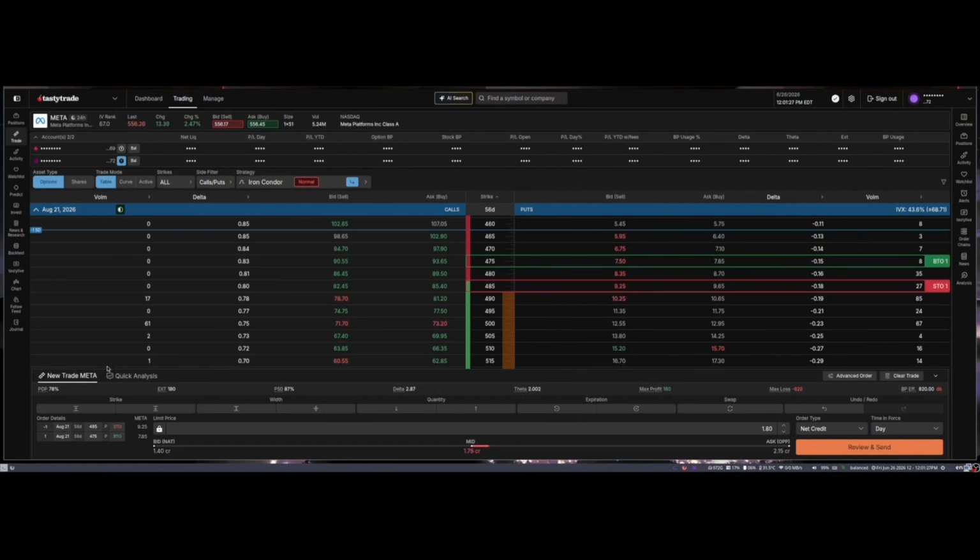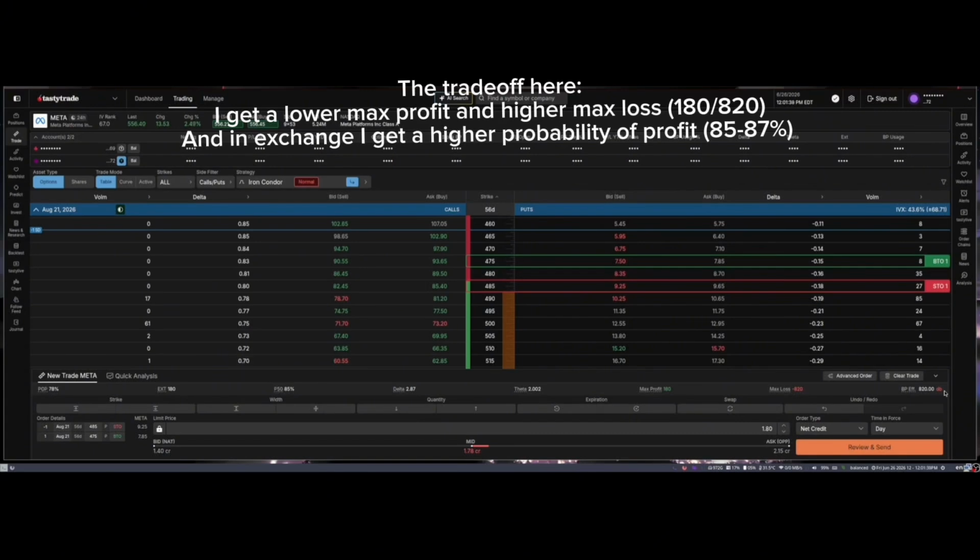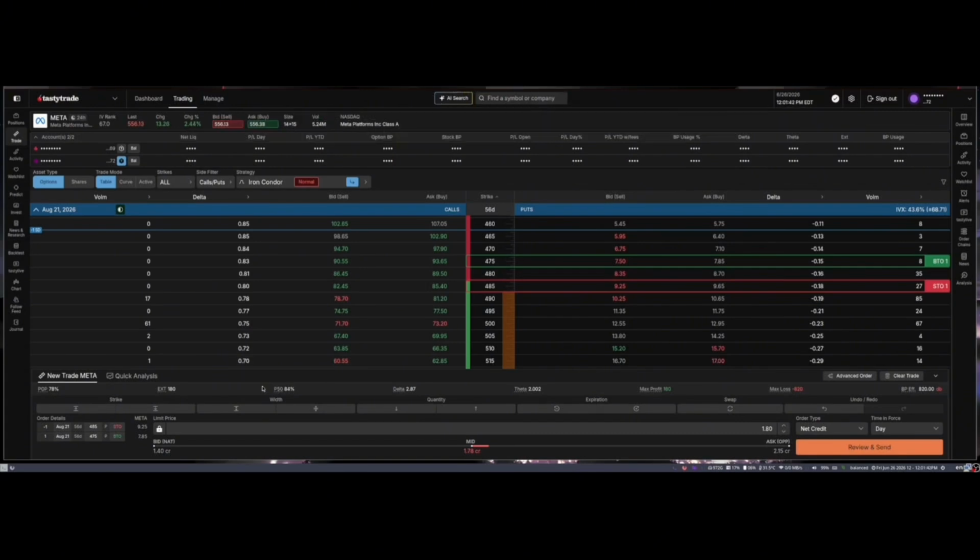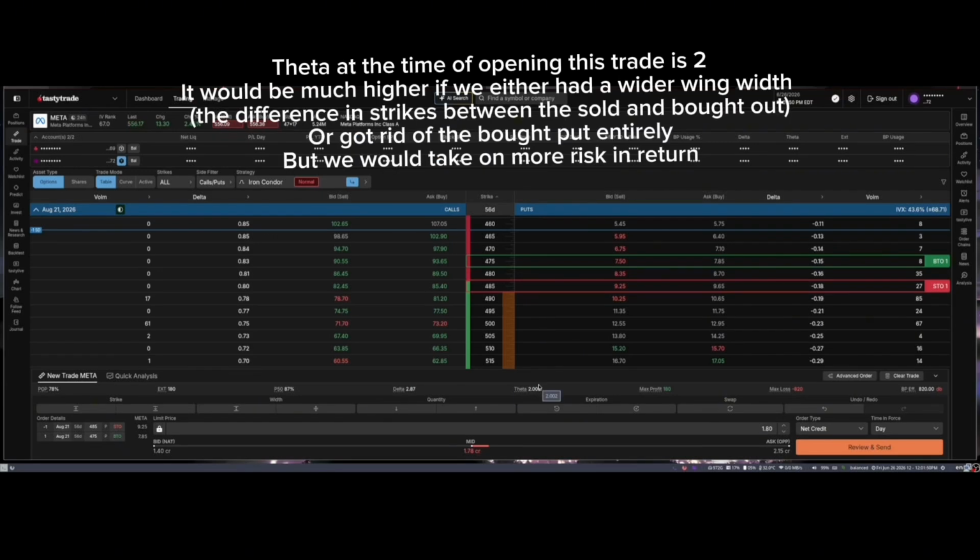Okay, so yeah, $180 max profit and $820 max loss, and you would think that this profit-loss margin is not very good, but in return we get a higher percentage chance of hitting 50% of profitability. 85, 86, I feel pretty good about this. Just for defining our risk, the theta is going to be a little on the lower end, but as time goes on, theta is going to ramp up. It increases at a non-linear rate.